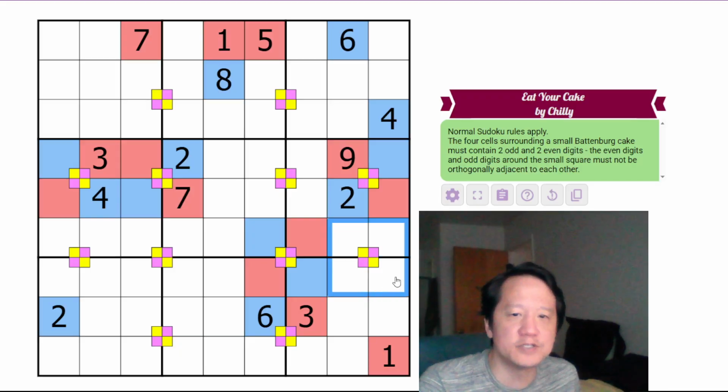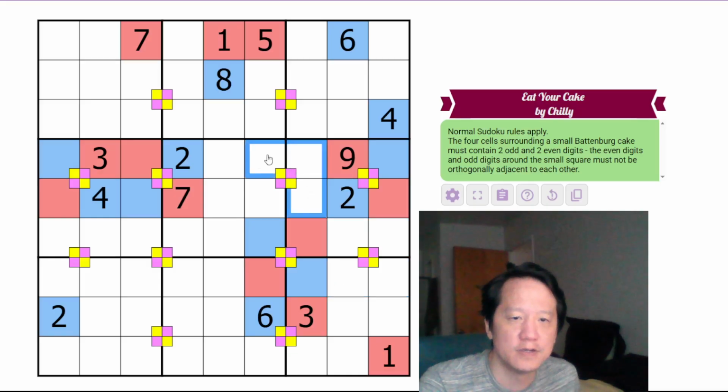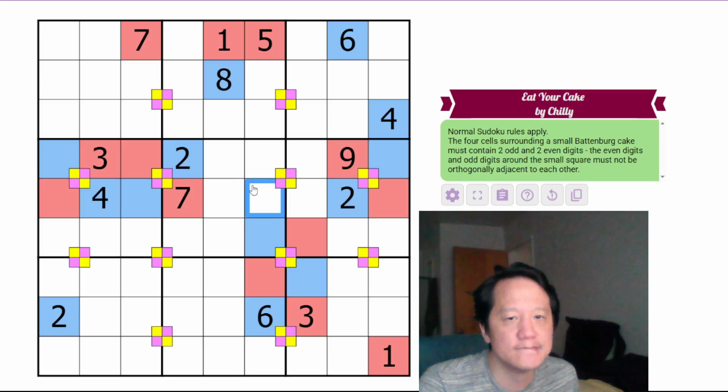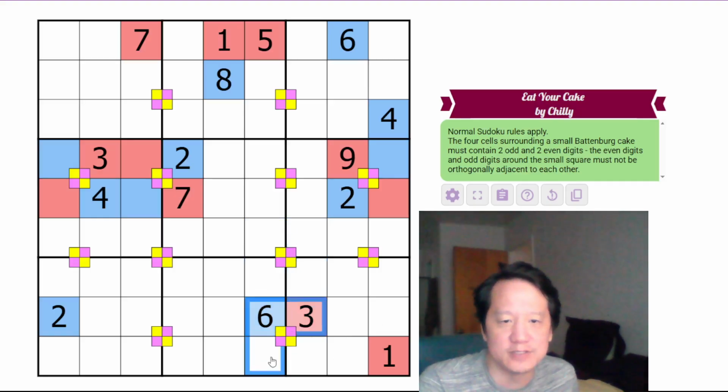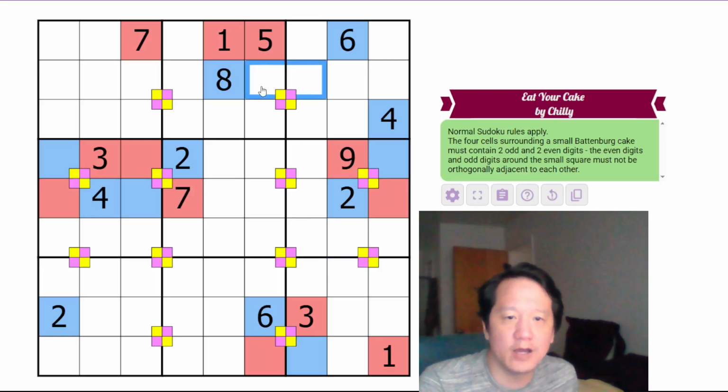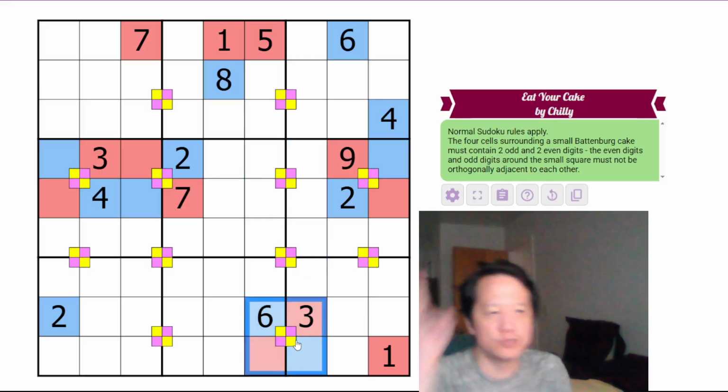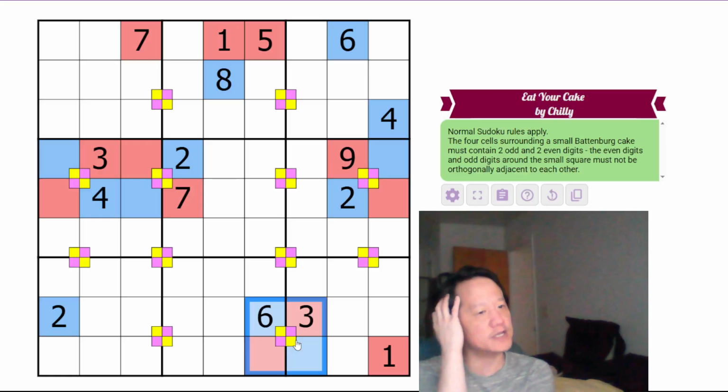So around this Battenberg cake, we have 1 odd and 1 even. That's fine there. Same with this. This is even. Okay, so this is a Battenberg cake here. So this must be odd and even. These are all Battenberg cakes, which means they're guaranteed to be 1 odd and 1 even in each row and column.